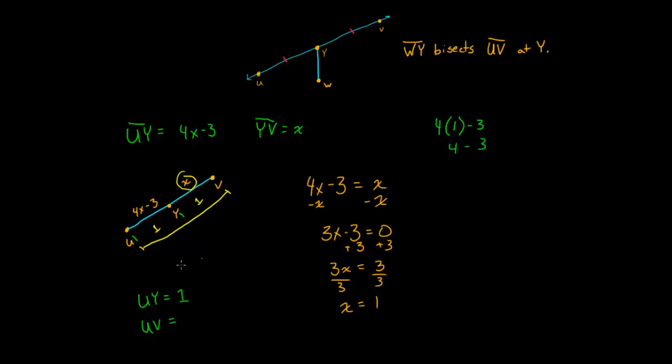So the entire length in our instance would then equal 2. So there is your example 7 answer. We have UY equals 1 and UV equals 2.